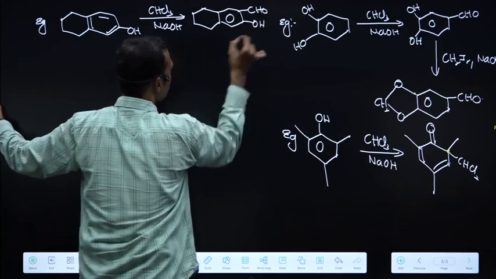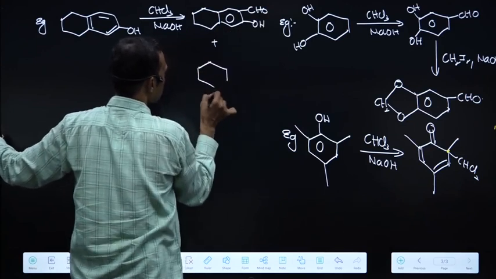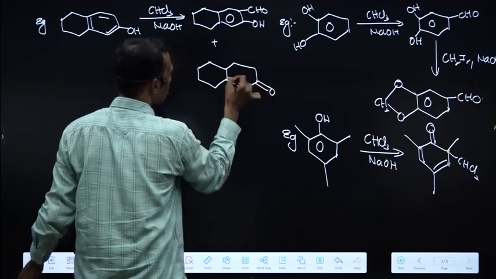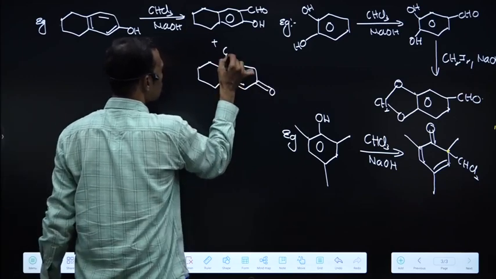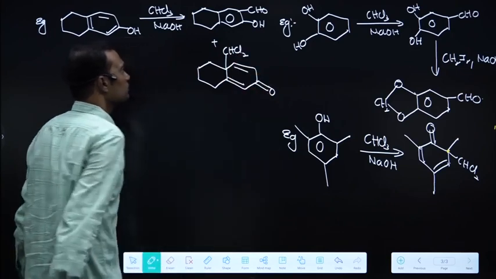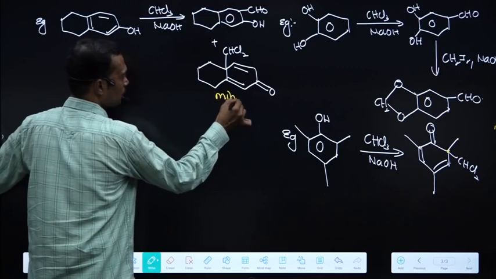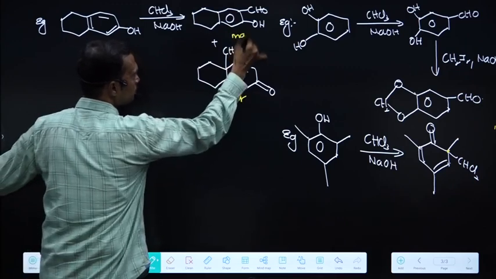Formylation takes place here, and one more product is expected now. This is C double bond O, and hydrogen is not there, so expect CHCl2. It is also possible, but this is minor. It is minor, but this is major.